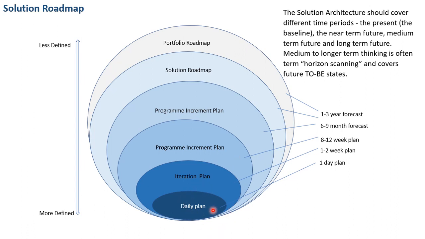So the daily plan is going to be very detailed. We're going to know pretty much precisely what we're going to be doing. Iteration plans might be more like a sprint, so we have a good idea what we're going to do, maybe just not on a very, very specific task basis. And you can see here we're getting out into a bit more vagueness in terms of the detail, and the forecasts.